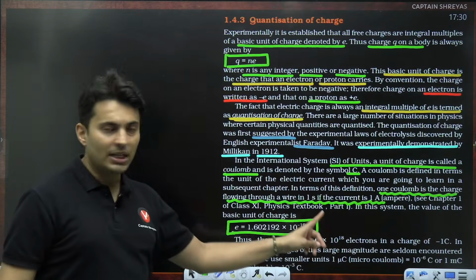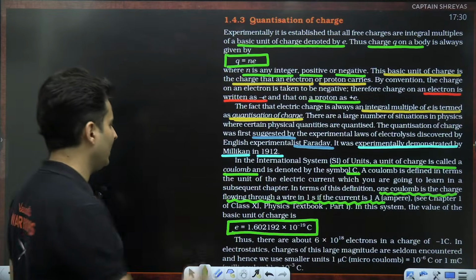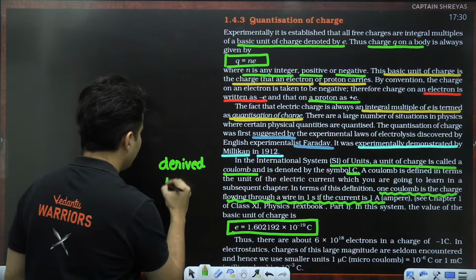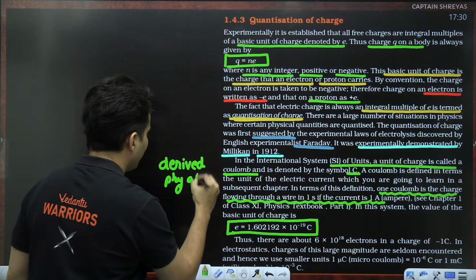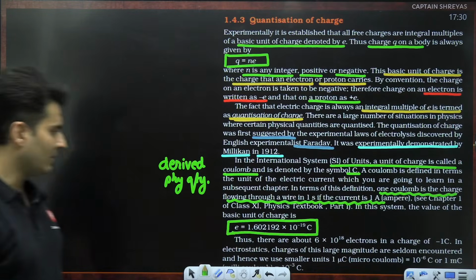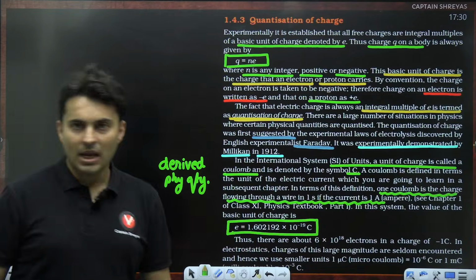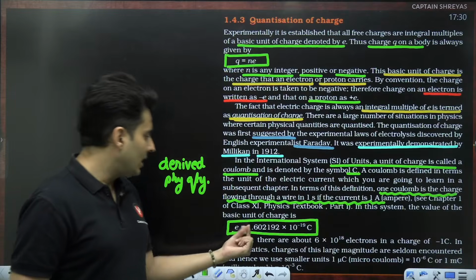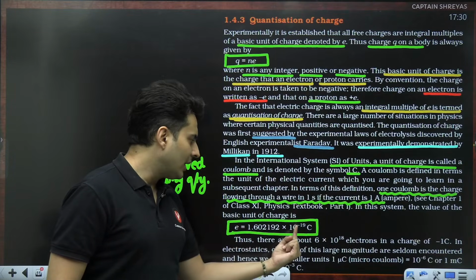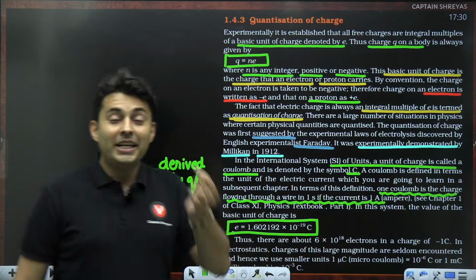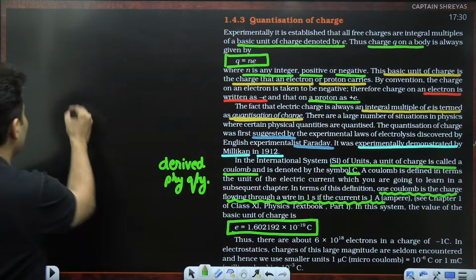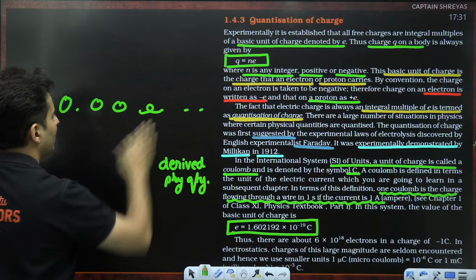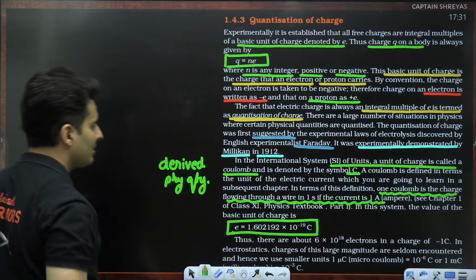Current is a fundamental quantity, charge is a derived quantity. Please remember, charge is basically a derived physical quantity. Keep this in mind. Okay, everyone, till this point? Now, if you notice the amount of charge of a proton or an electron, it is so small. 10 to the power minus 19 means so many decimal places you have to go to get one non-zero number. So it is very, very small.